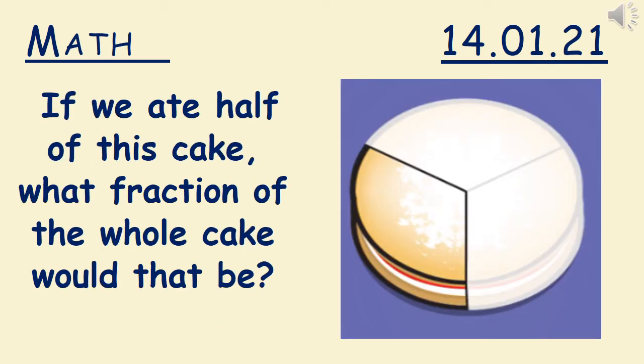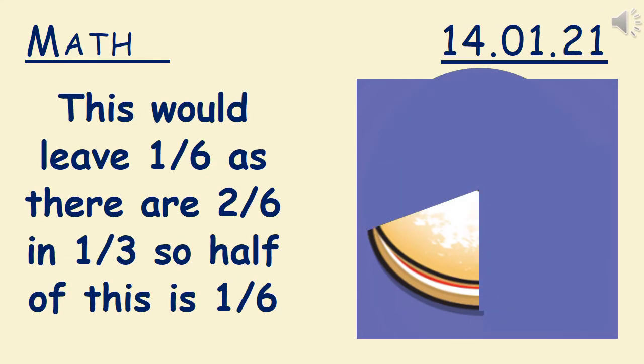Let's try this with the Victoria sponge. So if we ate half of this cake, what fraction of the whole cake would that be? So this would leave 1/6, as there are 2/6 in 1/3. So half of this is 1/6.